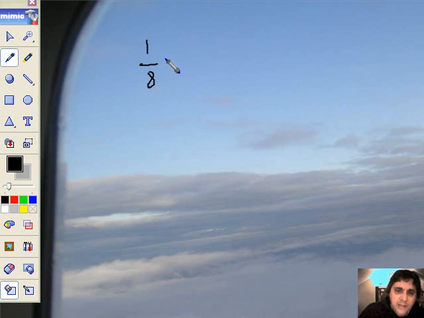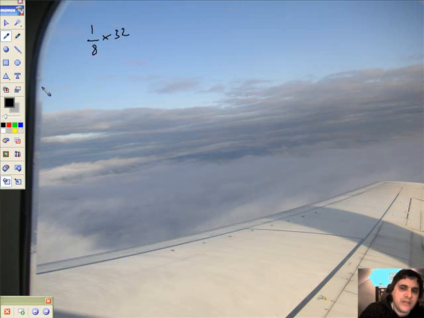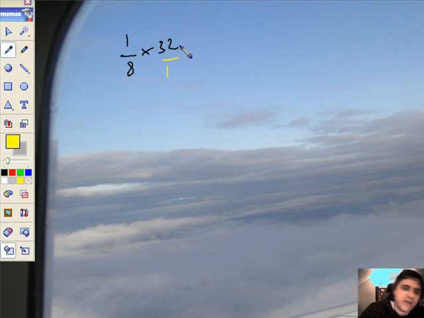Look, 1/8 of 32. Like I showed you before, treat that as a top-heavy fraction: 32 over 1. Look, 8 goes into 32, doesn't it? 8 goes into itself once, goes into 32 4 times. Answer, 1 times 4 is 4. Nothing more to it than that.